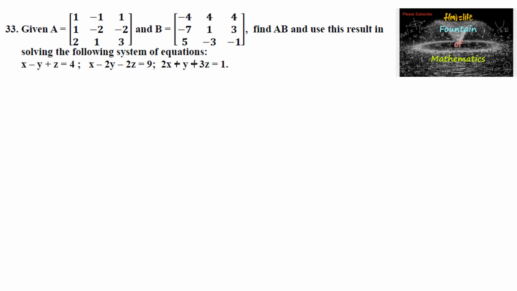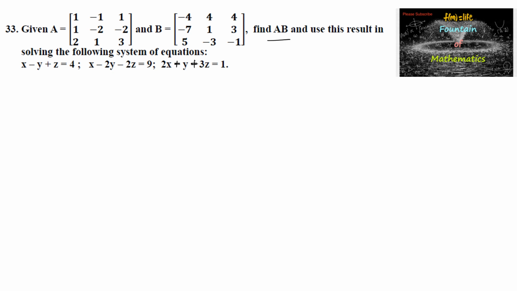Given A is equal to the 3 by 3 matrix [1, minus 1, 1; 1, minus 2, minus 2; 2, 1, 3], and B is equal to [minus 4, 4, 4; minus 7, 1, 3; 5, minus 3, minus 1]. Find AB and use this result in solving the system of equations x minus y plus z is equal to 4, x minus 2y minus 2z is equal to 9, and 2x plus y plus 3z is equal to 1.